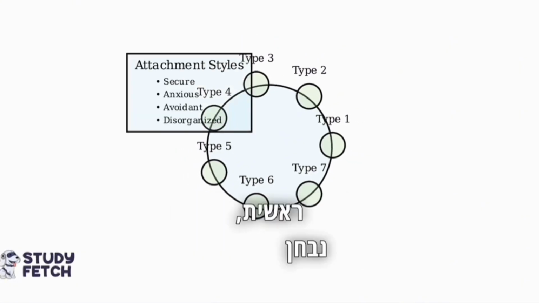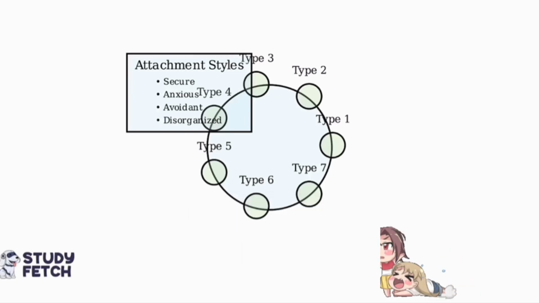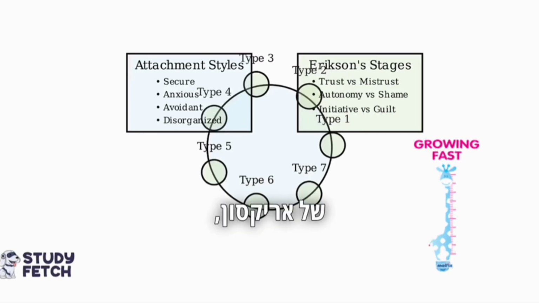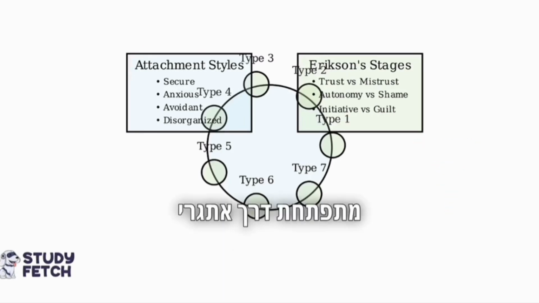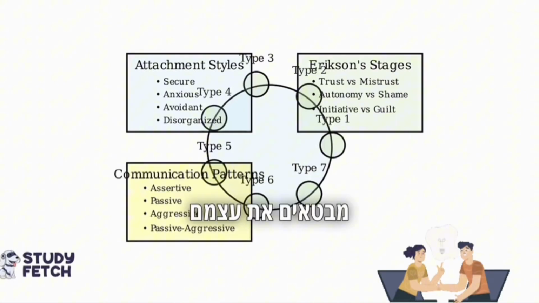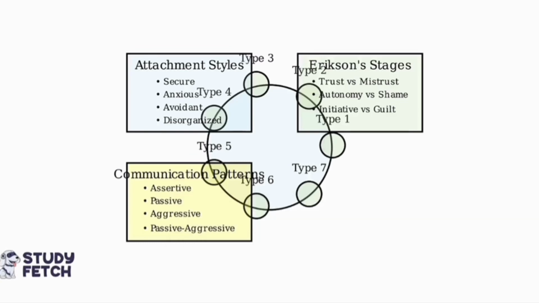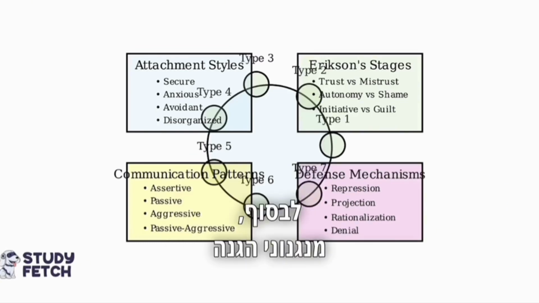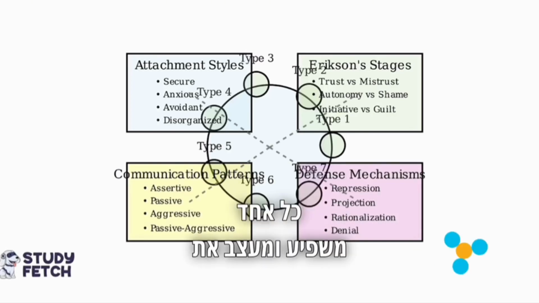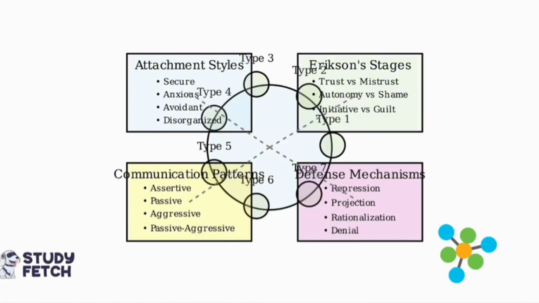First, let's look at attachment styles, which form the foundation of our emotional relationships. Next, we incorporate Erikson's developmental stages, which describe how personality evolves through life challenges. Communication patterns represent how individuals express themselves and interact with others. Finally, defense mechanisms show how people cope with stress and anxiety. These components are interconnected, each influencing and shaping the others in complex ways.